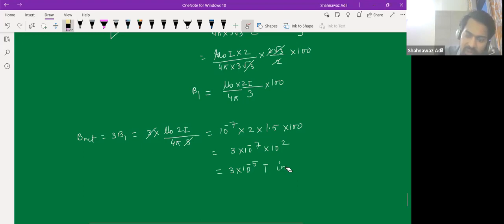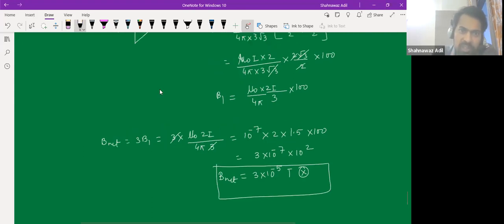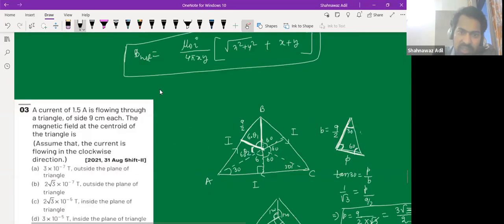How do we represent inverse? Cross. This is B. Right? Is this clear, everyone? Yes. Okay, so please note it down, and if you have any doubts, please ask.